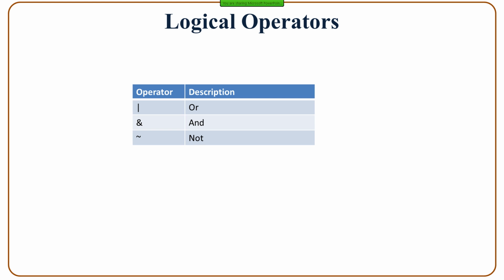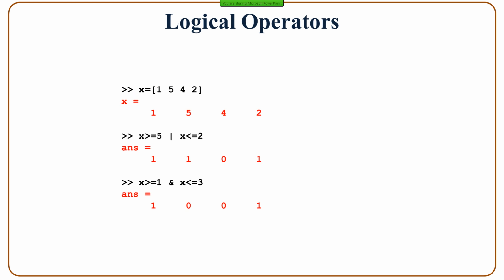The next type of operators is logical operators. We have or, and not. Now let's look at some examples. So let's say we have a vector x, and x contains 1, 5, 4, and 2.